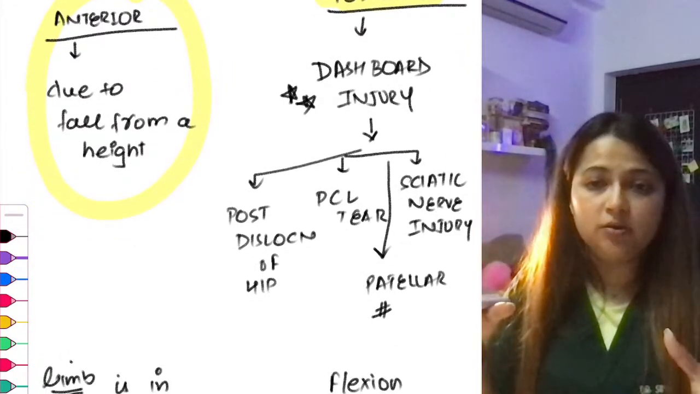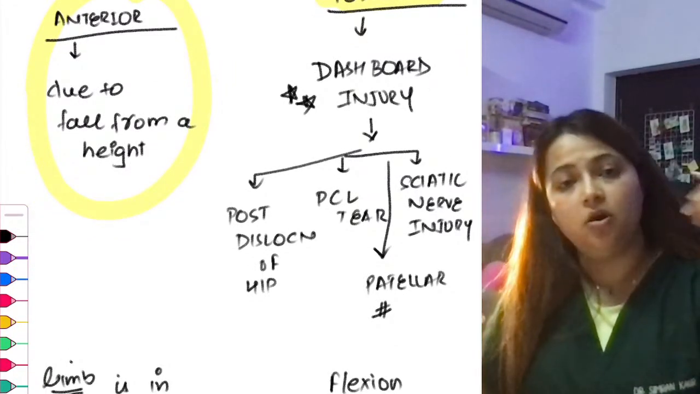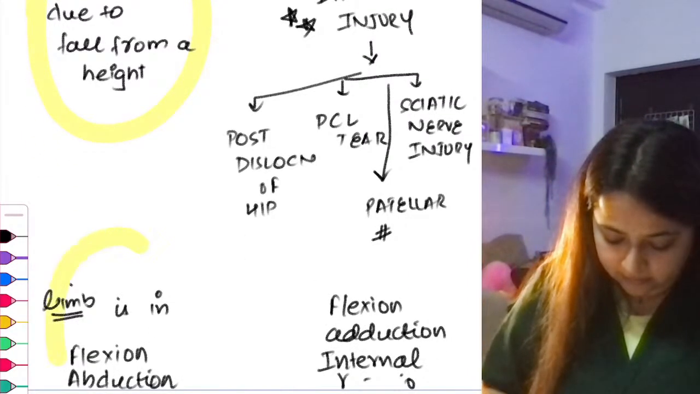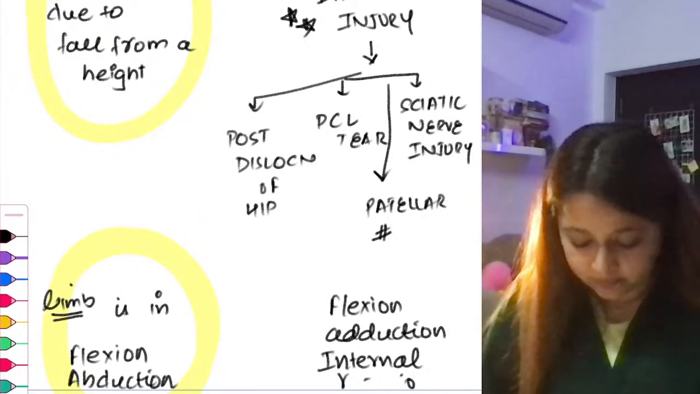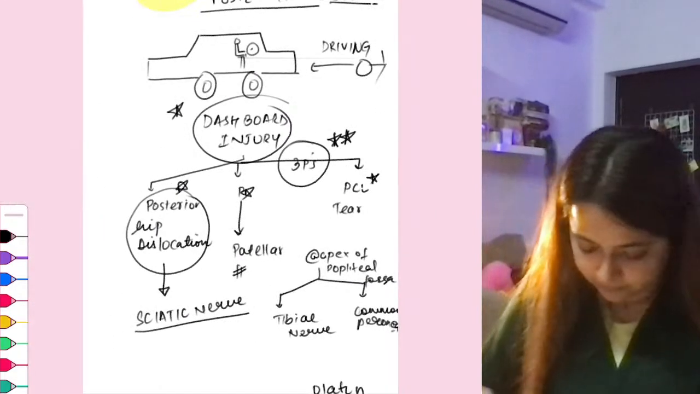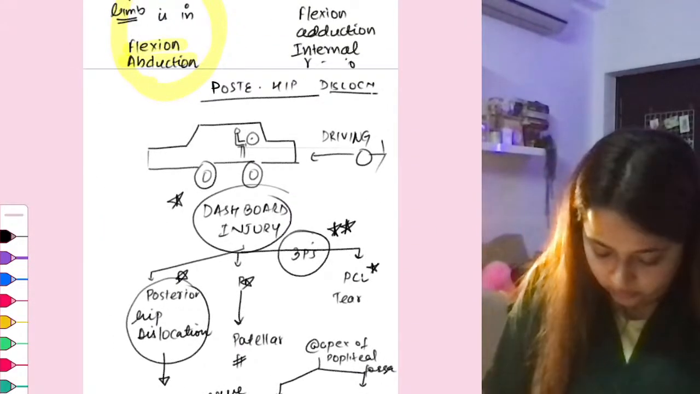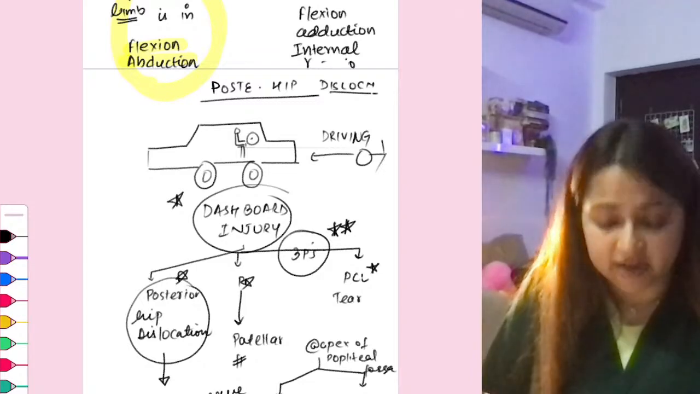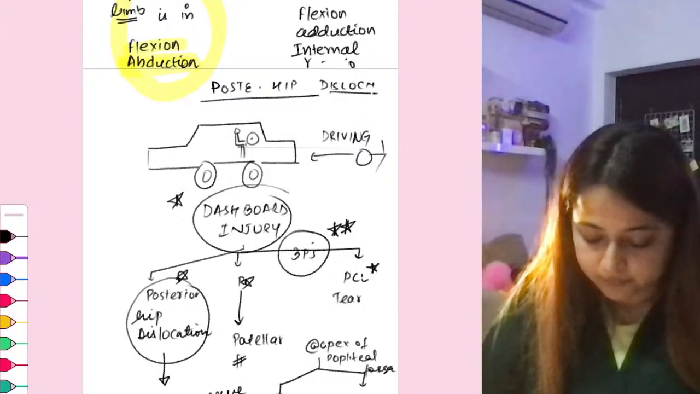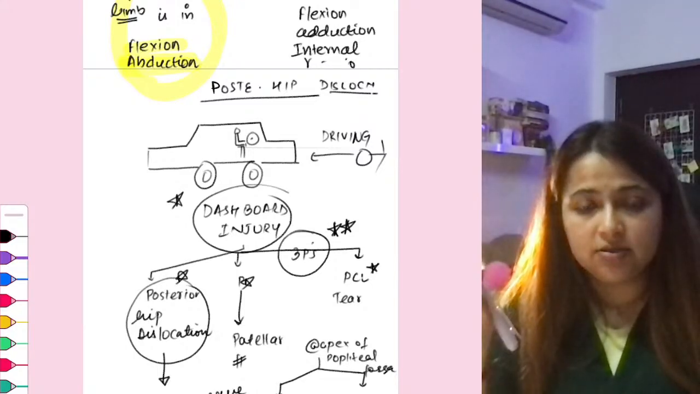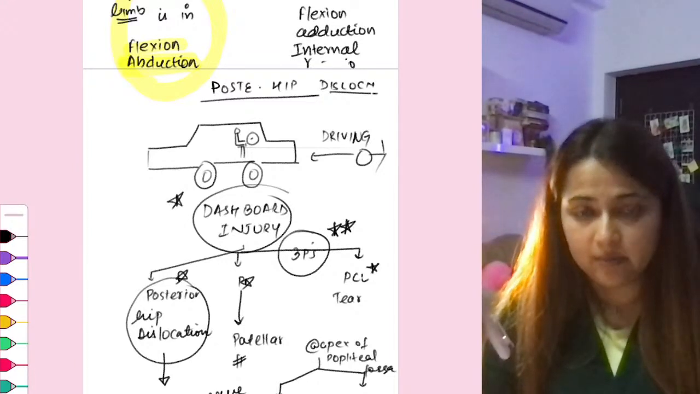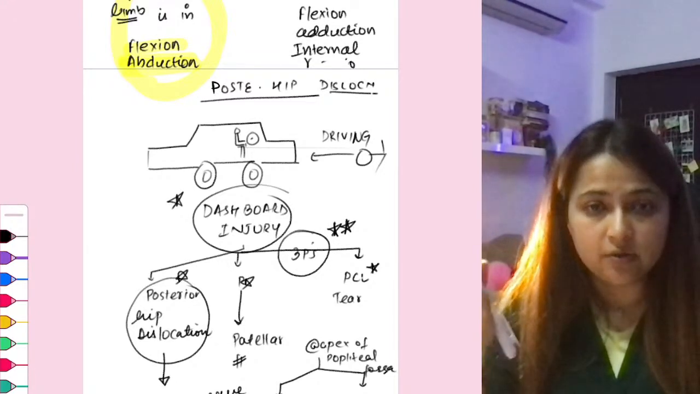Now, what is the posture of the limb in case of anterior hip dislocation? Remember this. What is the posture? Yes, it is written in front of you. The posture is FABER, that is the mnemonic. Flexion, abduction, and external rotation. That is the posture of the patient. Remember this point in case of anterior dislocation.